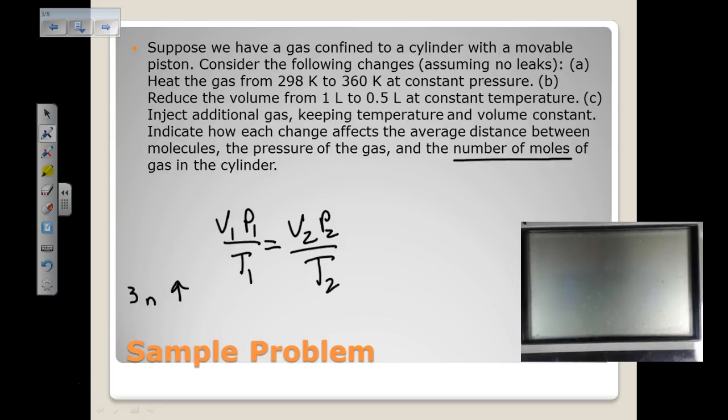What's going to happen if we increase the number of moles? By increasing the number of moles, the pressure is going to increase because now you have more molecules in your container occupying the same amount of space. So the pressure increases, and the space between the molecules gets smaller because you have more molecules occupying the same amount of space. This is all crazy stuff, but this is what the ideal gas law, or the combined gas law, gives us.